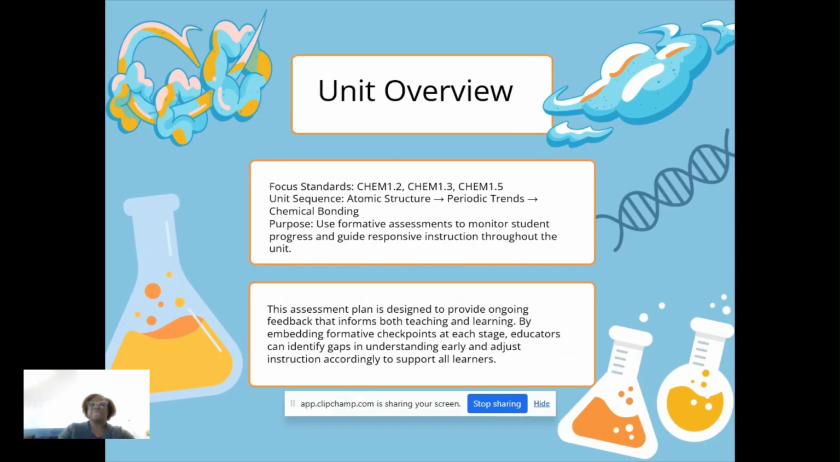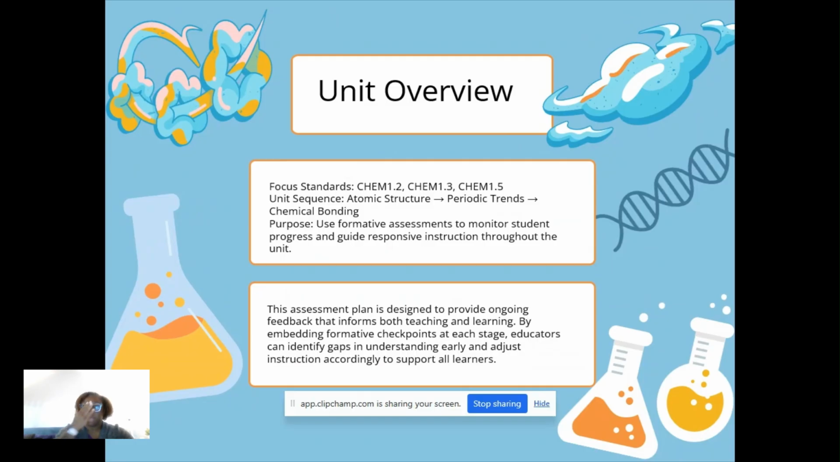The purpose is to use formative assessments to monitor student progress and guide responsive instruction throughout the unit. This assessment plan is designed to provide ongoing feedback that informs both teaching and learning. By embedding formative checkpoints at each stage, educators can identify gaps in understanding early and adjust instruction accordingly to support all learners.